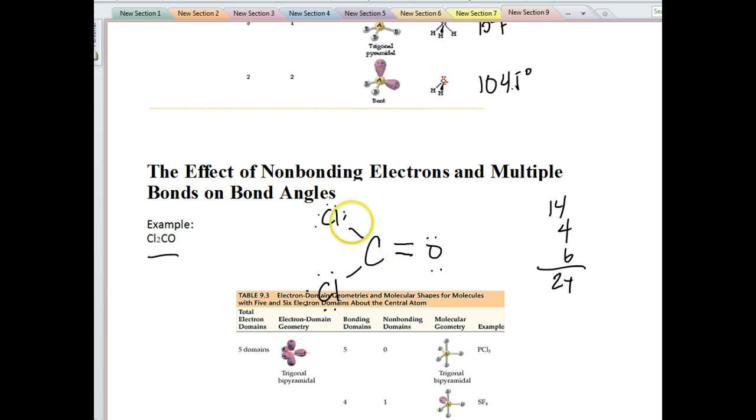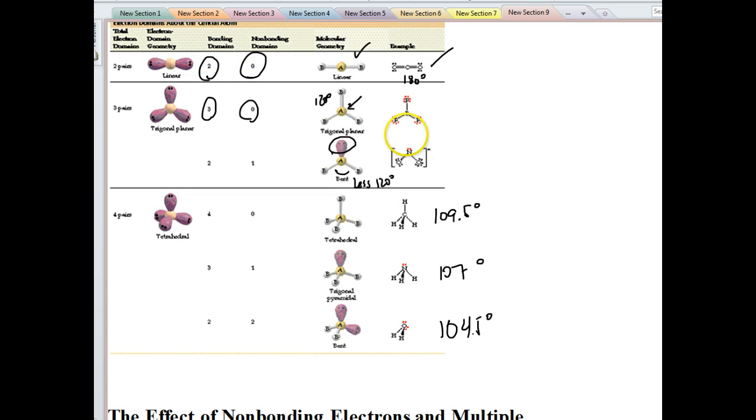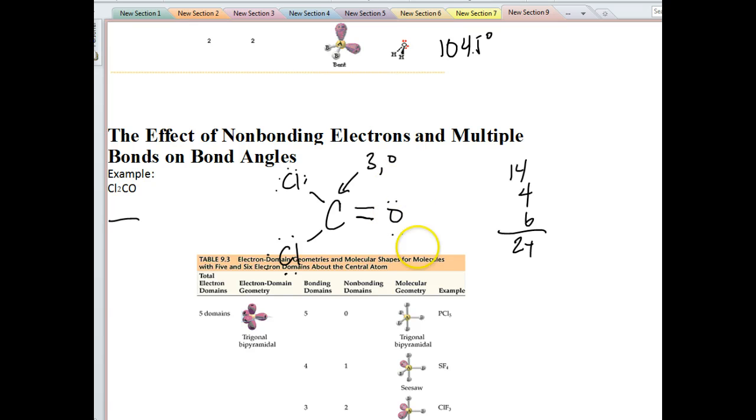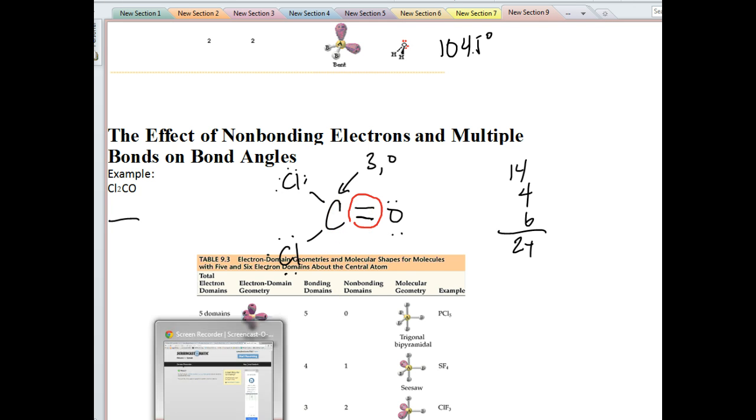Now, if you look at the central atom here on this carbon, it's basically got 3 and 0. And if we scroll back up and we talk about a 3 and a 0, a 3 and a 0 is going to be a trigonal planar, nice 120-degree bond angle. It is a trigonal planar, but there's an exception to the bond angle. And the reason why there's an exception is that we have this double bond here, which is going to be a more electron dense location.